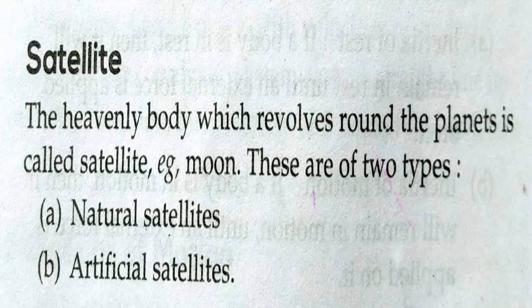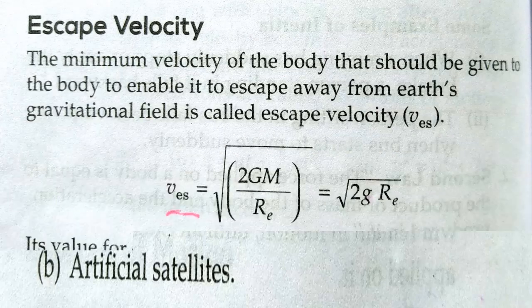Satellite. The heavenly body which revolves round the planets is called a satellite. Example, moon. Satellites are of two types. First one, natural satellites. Second one, artificial satellites.